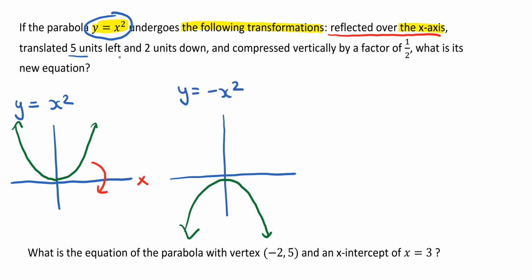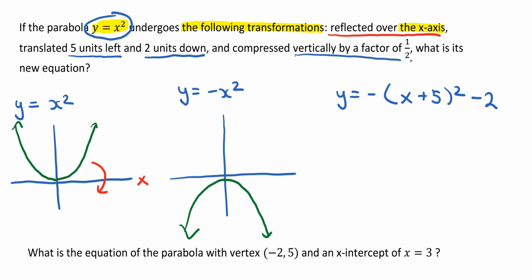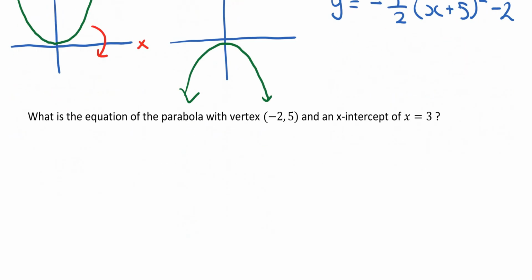And then it's translated 5 units left, right? So if we're going 5 units left, we need x + 5. And 2 units down would be -2. And then we're compressed vertically by a factor of 1/2. So our final equation will be y = -1/2(x + 5)² - 2. All right, so that question you can really do in one step, and you just need to understand the transformations here.